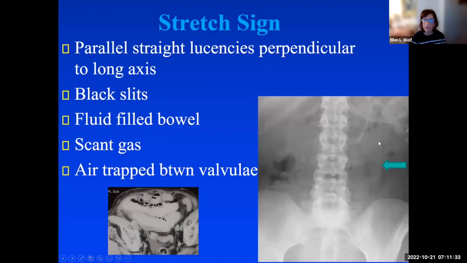We may also see the stretch sign. Now, this is more subtle and not as widely appreciated, but these are parallel, straight lucencies perpendicular to the long axis of the bowel, so we see these black slits. Again, this is the same thing as the string of beads or the string of pearls sign, but actually just seen in a different way. Again, there's fluid-filled bowel, scant gas, and air trapped between the valvulae, but if you look at the CT, if you're looking at an AP projection rather than an axial projection, you'll see these slits. So that's the stretch sign.